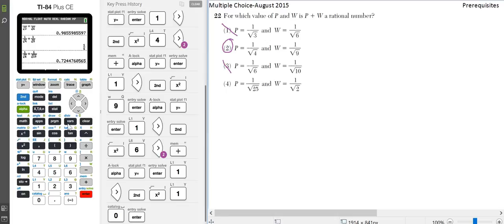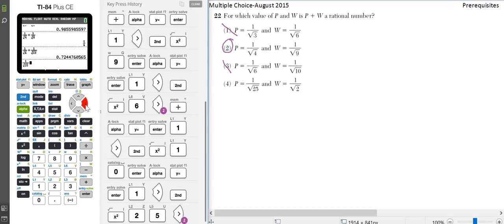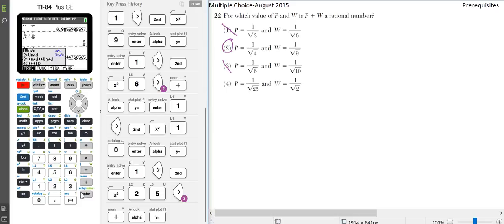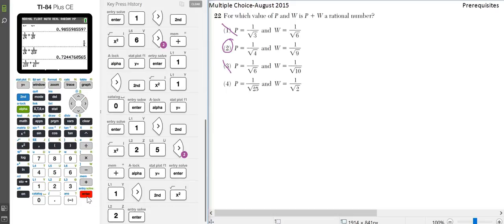Choice 4. 1 over the square root of 25. This is also an irrational number because the calculator could not give us our answer as a fraction. So choice 2 we've determined is the correct answer to the question.